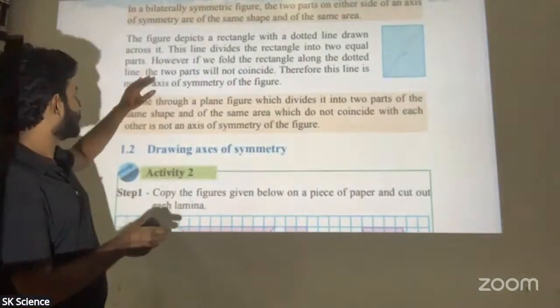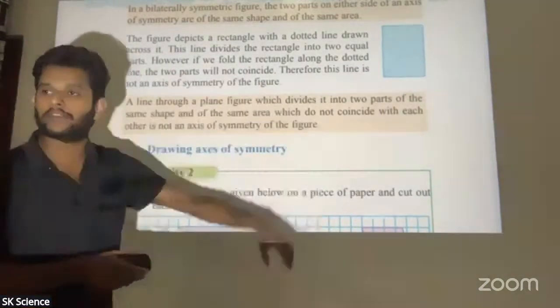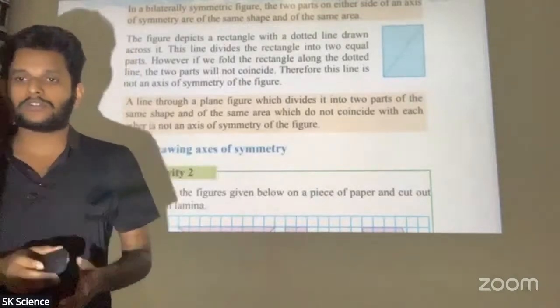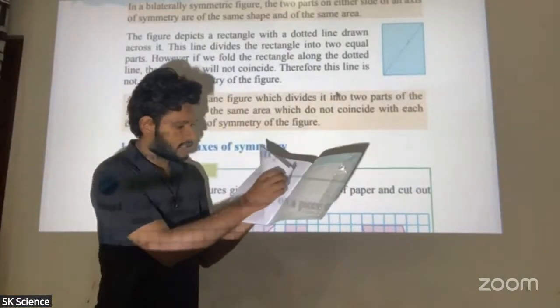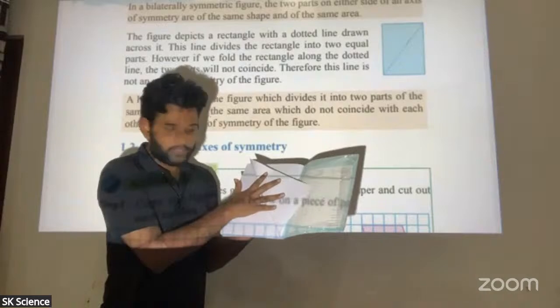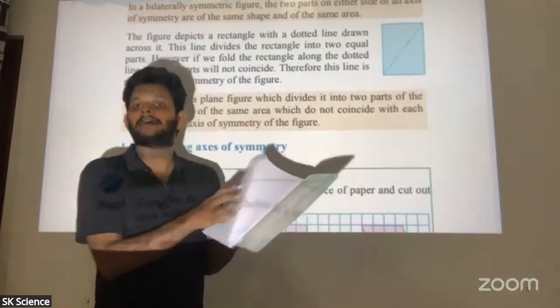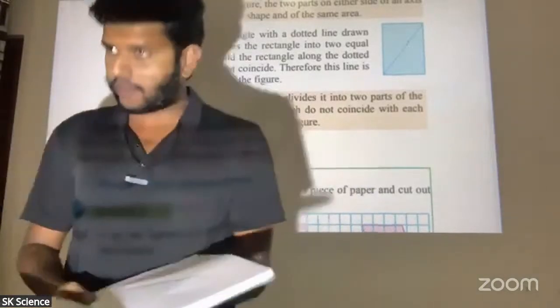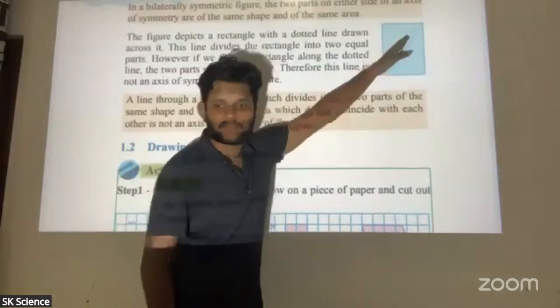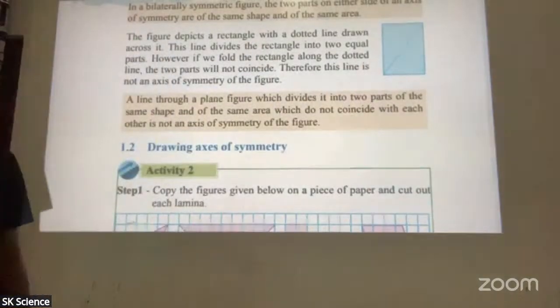Will it coincide? The parts will not coincide. Give me this book. If you fold this along this line, does it coincide? No, it does not coincide. That means this line is not an axis of symmetry. Understood?